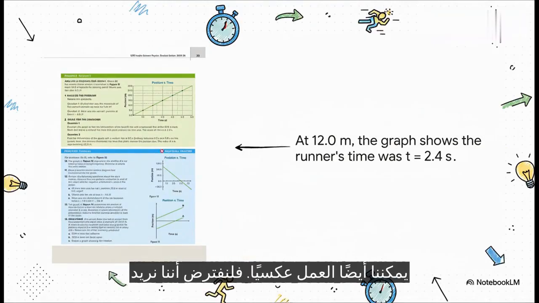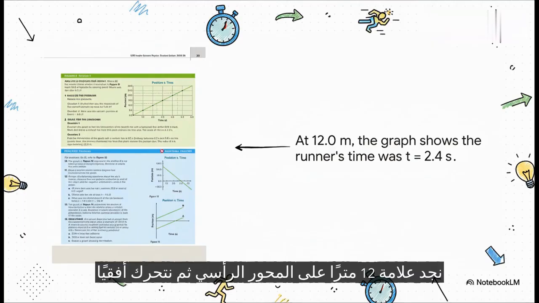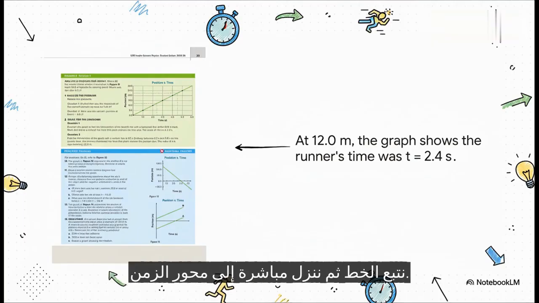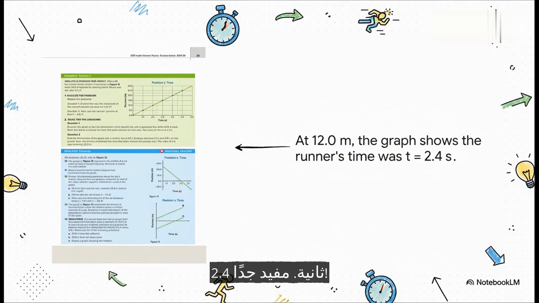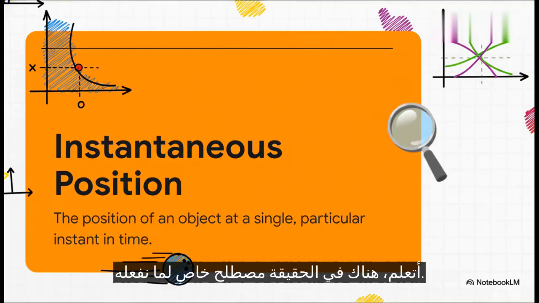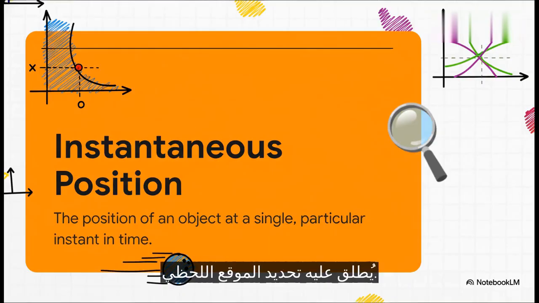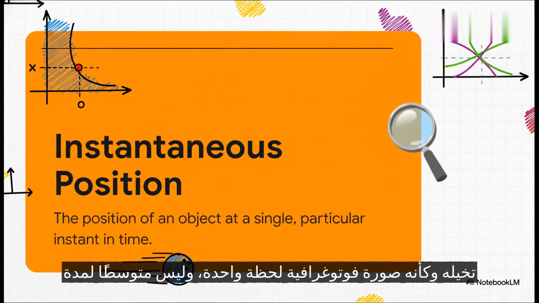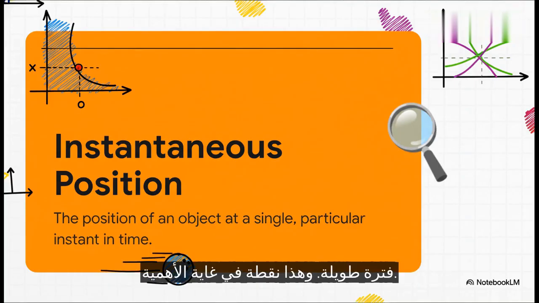And guess what? We can work backwards too. Let's say we want to know when our runner hit the 12-meter mark. We just find 12 meters on the side axis, go across to the line, and then drop straight down to the time axis. The graph tells us that happened at about 2.4 seconds. So useful. You know, there's actually a fancy name for what we've been doing. It's called finding the instantaneous position. All that means is it's the exact position of an object at one single particular moment. Think of it like a snapshot in time, not an average over a long period.